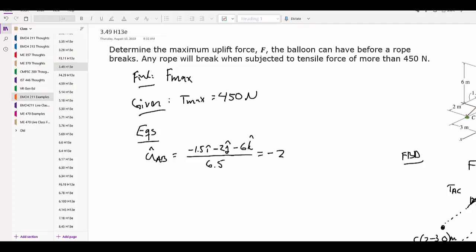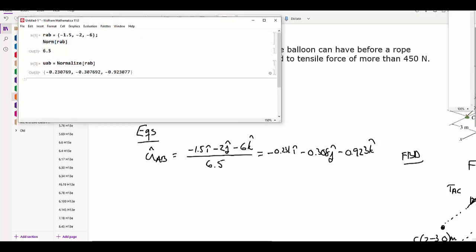So it's going to be a negative 0.231 in the I direction, and a minus 0.308 in the J, and it's going to be minus 0.923 in the K. And we can just double check. Yep, so that's correct.